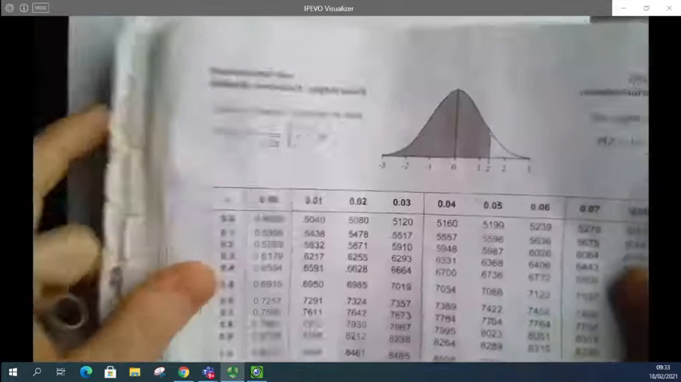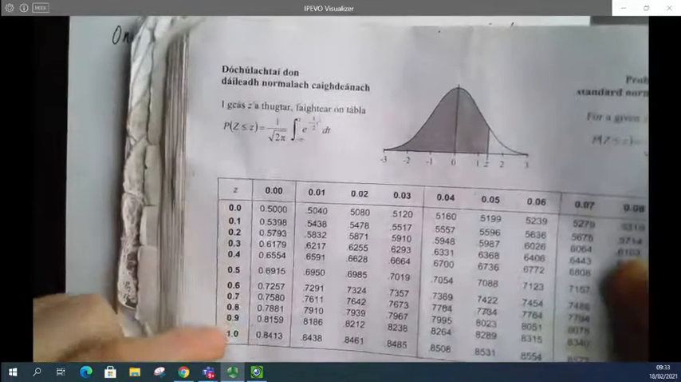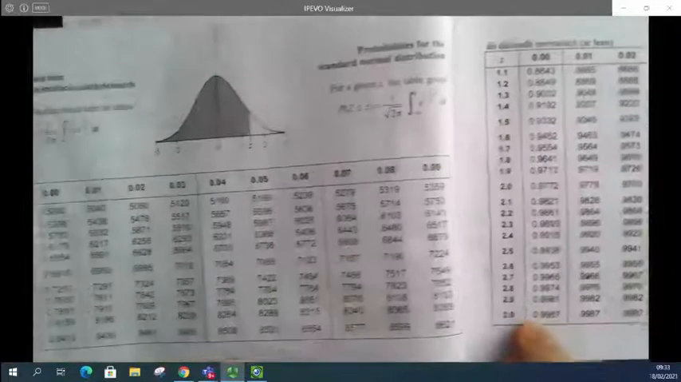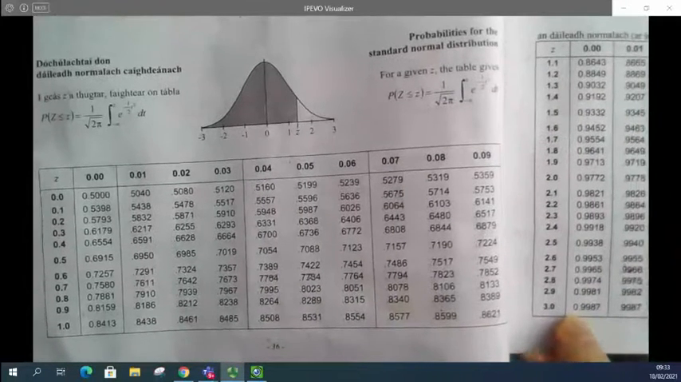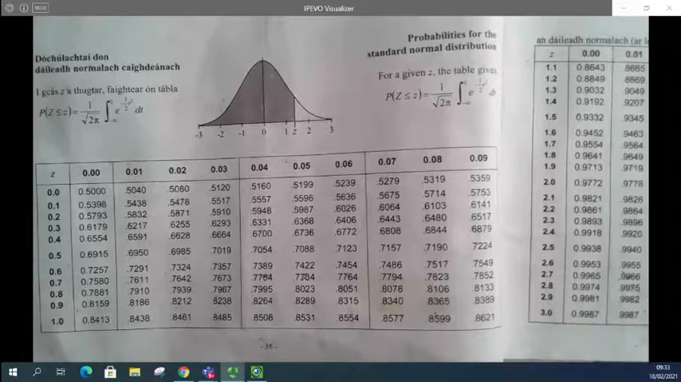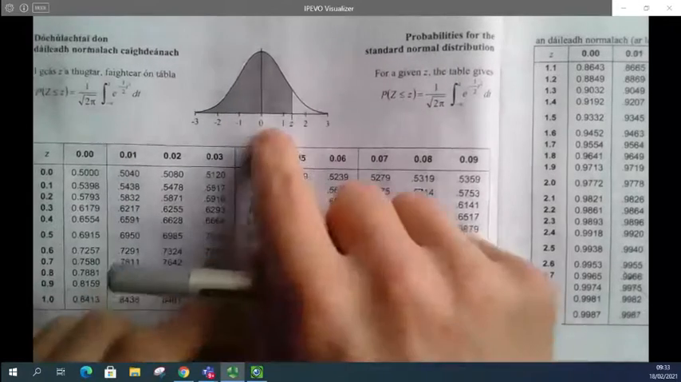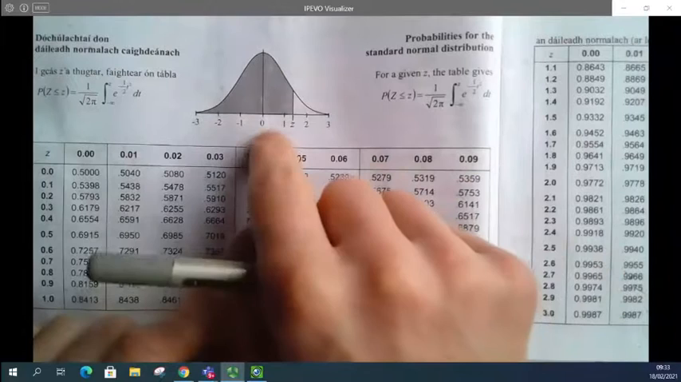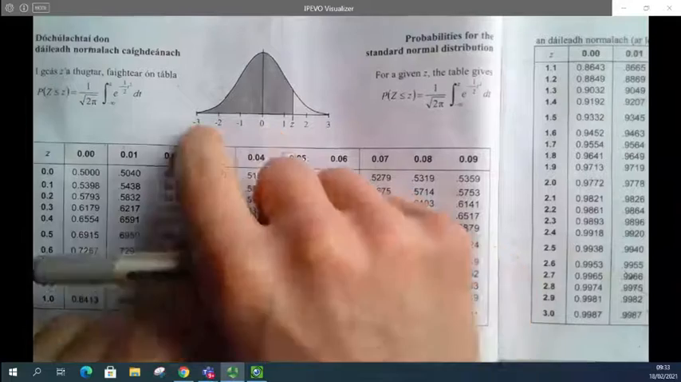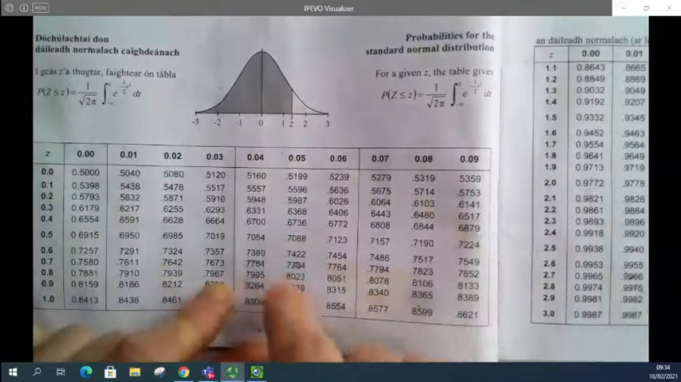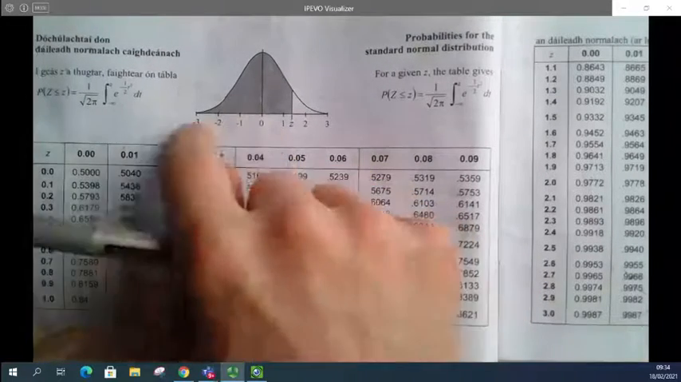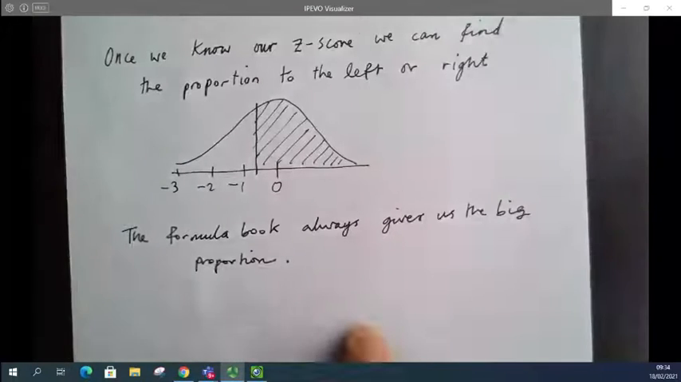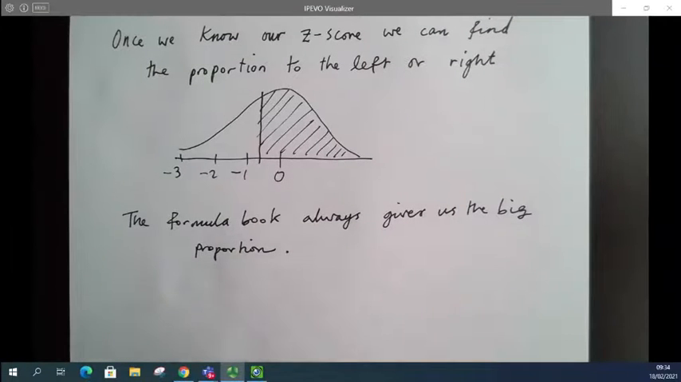If you look here, the z-scores start at 0 and go up to 3. So the book of formulas only gives us the z-scores from 0 to 3. But because the distribution is symmetrical, the distribution from 0 to minus 3 is the exact same, but the other way around. So if you have a minus z-score, then it's just the other way around. I'll show you what I mean. So the key thing here is that the formula book always gives us the big proportion.